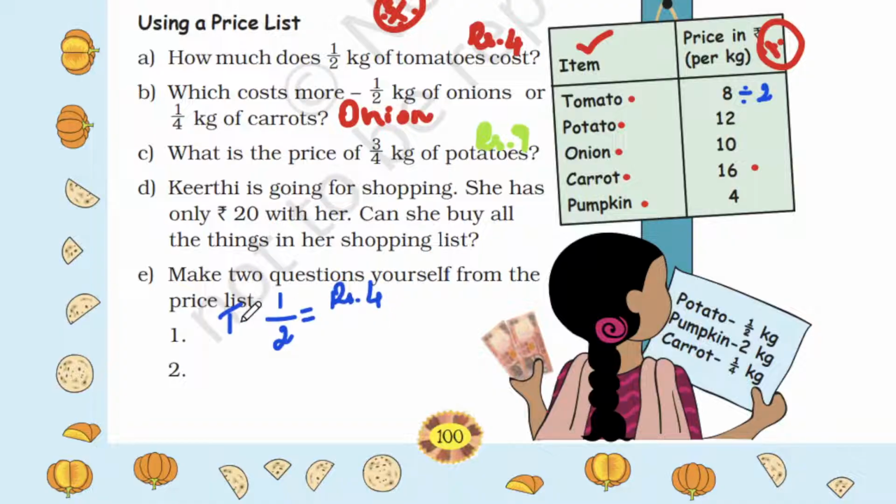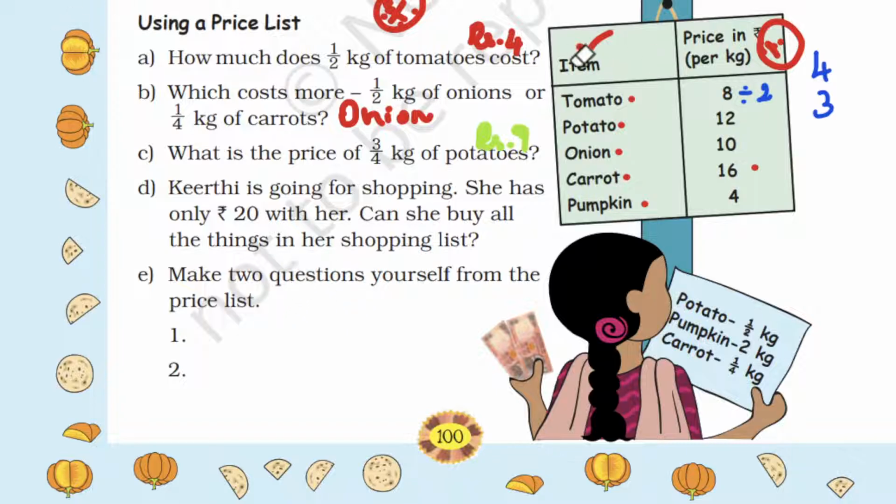So let's put T for tomato. So tomato she is getting for rupees 4. Let me write here 4. Okay, next potato. Potato 1 kg is 12. So let's imagine that she is buying 1/4 of potato. So 1/4 of potato is rupees 3. So half of potato is rupees 6. 1/4 of potato is rupees 3. We already found out, right? 3/4 of potato is 9.